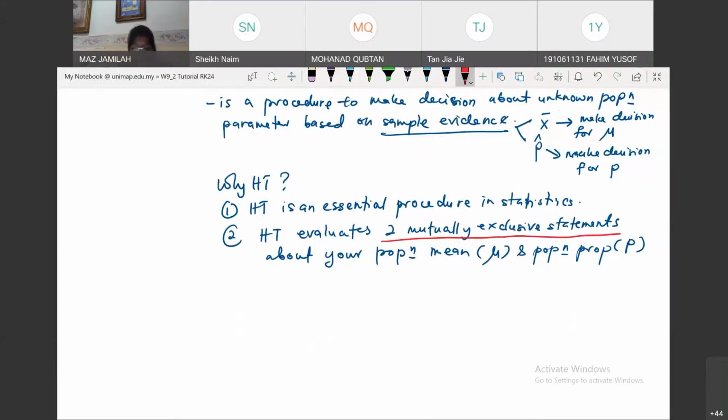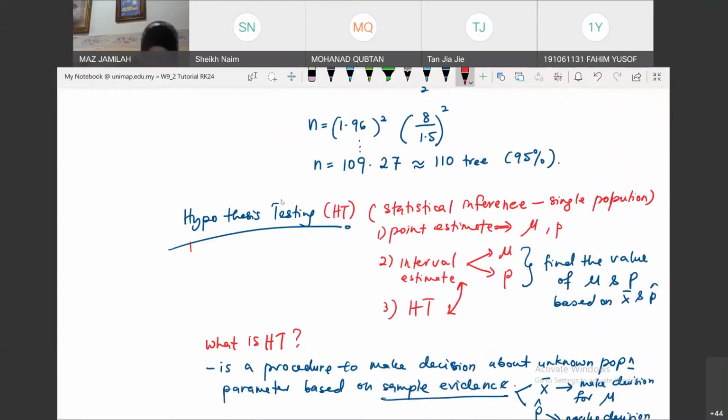Now class, what I share is a summary of a few pages of your introduction to hypothesis testing, from page 84 until page 87, if I can see. Okay, it is a summary.